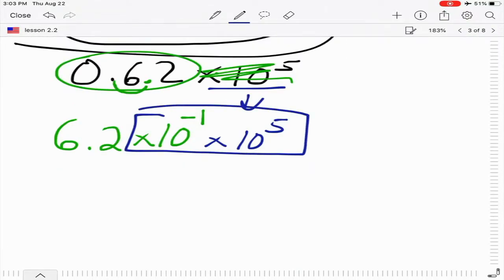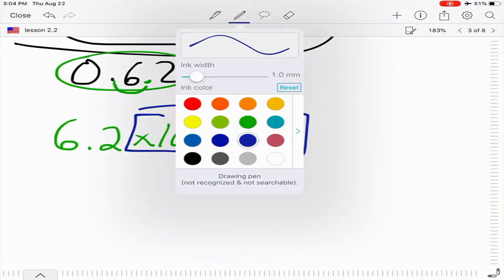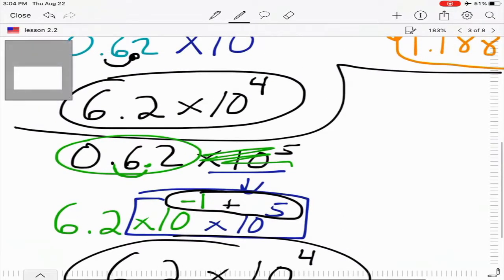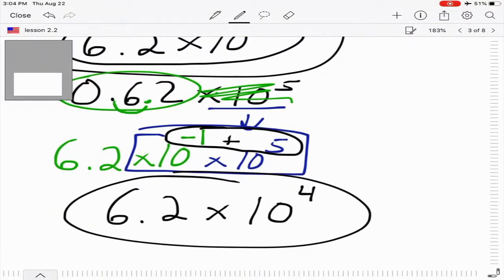Then you're going to take your rules from 1.1, where when you're multiplying the same bases, you technically add the exponents. And you get 6.2 times 10. And negative 1 plus 5 is positive 4. Same answer as I got up here. Whatever works for you works for me.